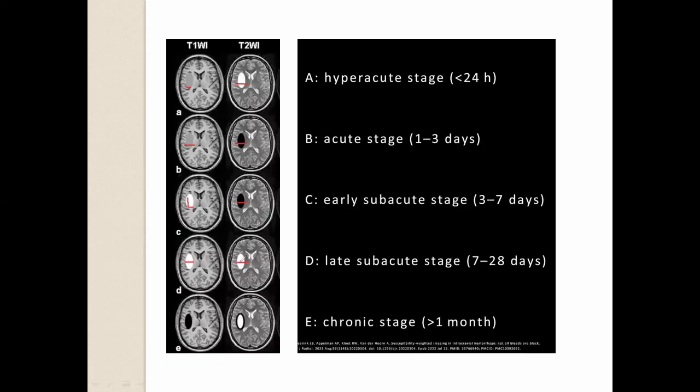Whereas in the late subacute phase, 7 to 28 days, this bleed is hyperintense on T1, but on T2 now it gets brighter. In the chronic stage, that is after 1 month, any bleed would appear hypointense on T1, hypointense on T2, with a slight hyperintensity in the center. Let's make it a bit easier.